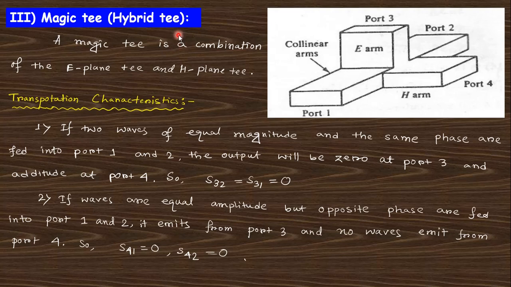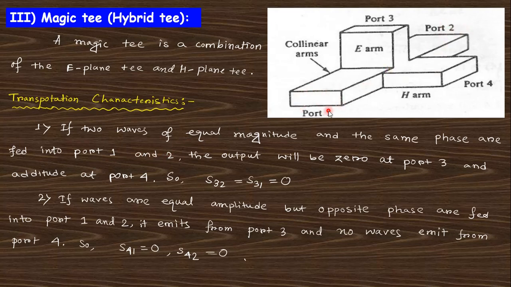Magic tee, or you can say hybrid tee, because this is the combination of the E-plane tee and H-plane tee, right? So this is the combination of ET and HT, and there are four arms like that. You can see here, this is the E arm, that means the electric field will be parallel to that, and this is the H arm, where the magnetic field is parallel to that.